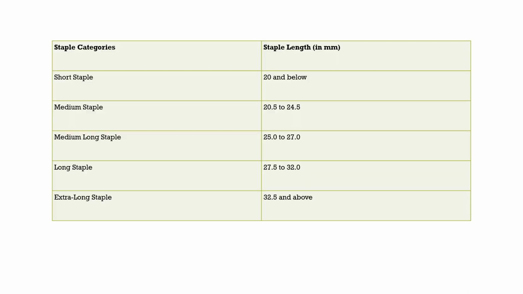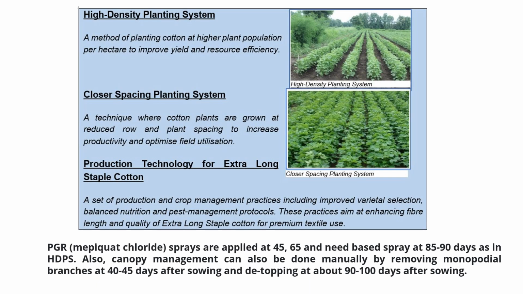So if you look at the staple lengths, short staple is below 20 mm, medium staple is 20.5 to 24.5 mm, medium long is 25 to 27, long staple is 27.5 to 32 mm, extra long staple is 32.5 and above.